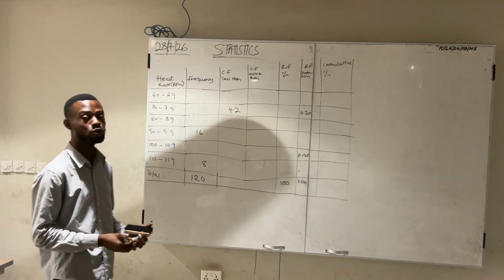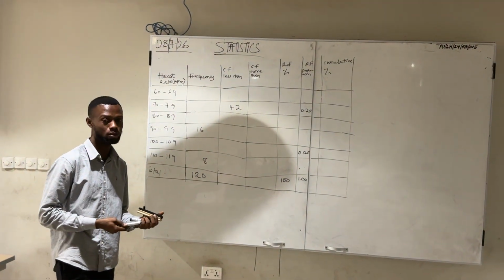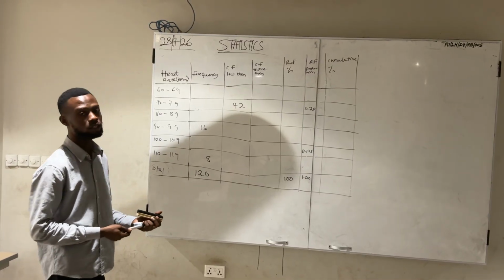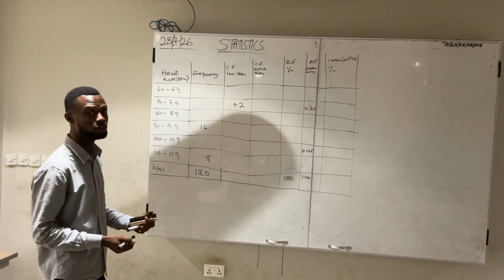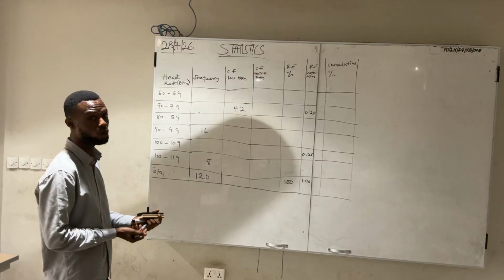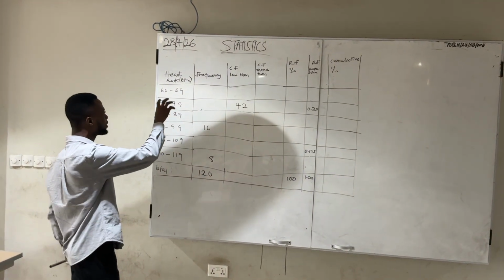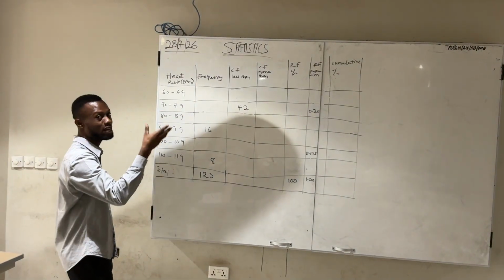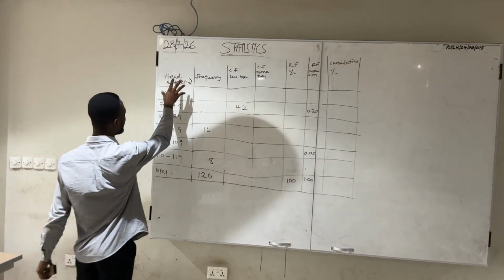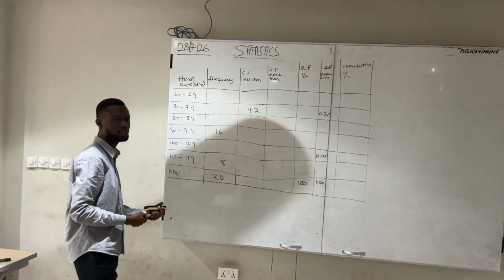Today we are going to talk about frequency distribution tables. On the board, we have an incomplete frequency distribution table that we are supposed to complete. When you look at the board, you can see that in the parameters there are empty spaces. You can also see that we have heart rates.